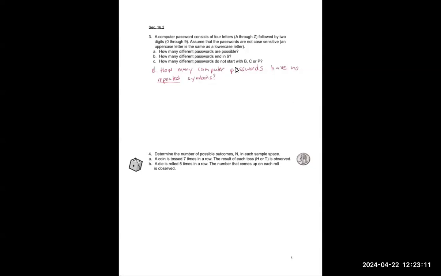First they ask us how many different passwords are possible. So there's four letters, so there's four different decisions for the letters, followed by two digits, numbers. So that means it's going to be 26 times 26 times 26 times 26 times 10 times 10. Then they ask how many different passwords end in 6. So it's going to be very similar to the above.